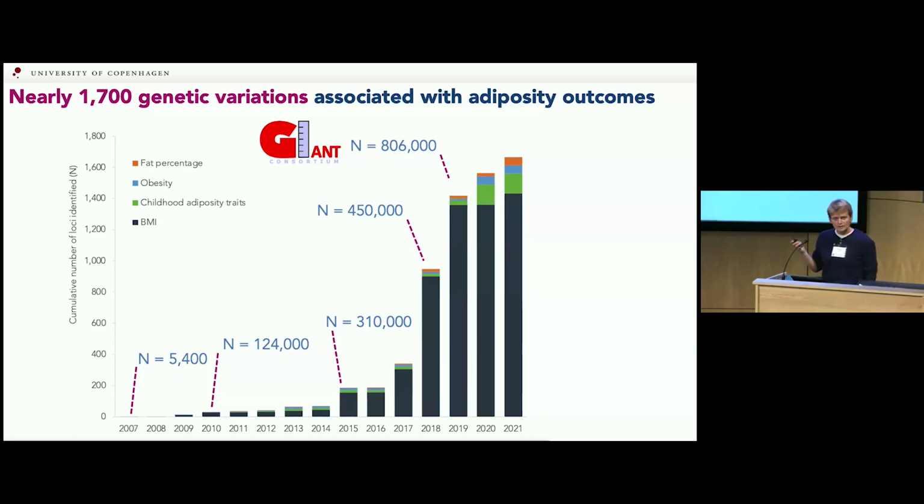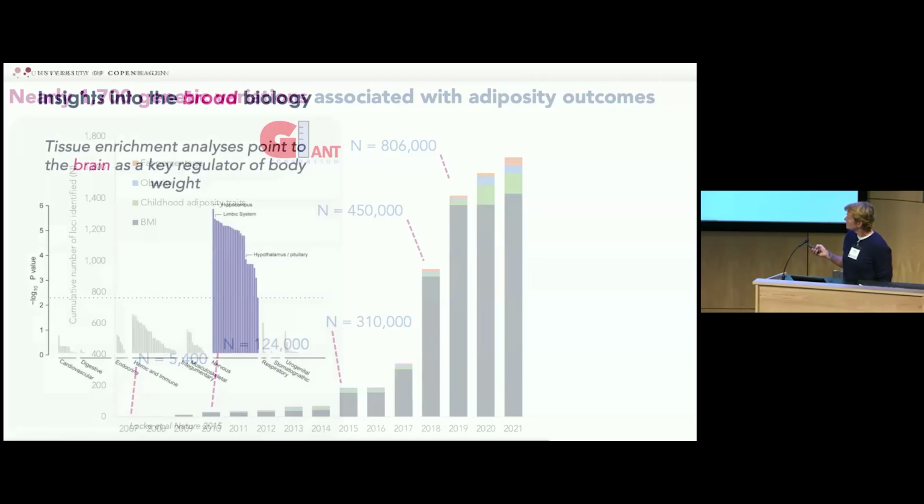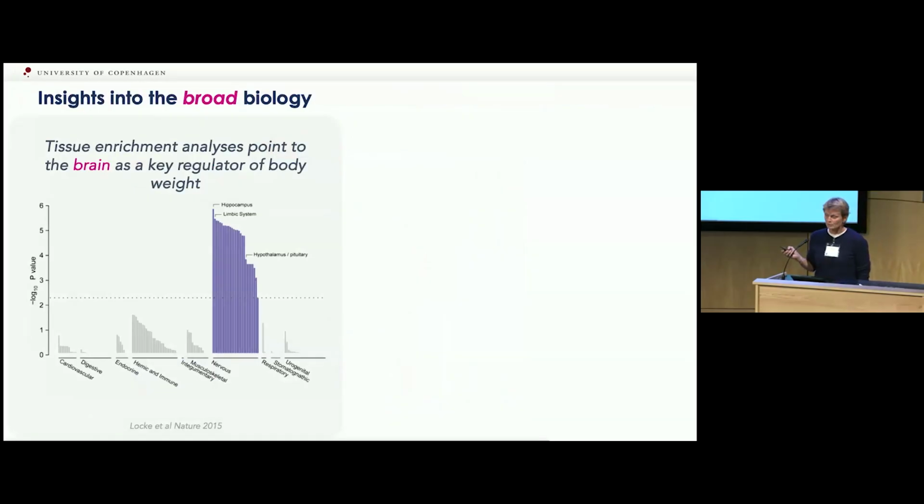What we've learned in the context of the biology is that the brain is a central organ, probably affecting our hunger, satiety, and reward systems in the brain. The hippocampus and limbic systems are driving this whole process. You see here a nice figure from 2015, but it is still the case. Not much has changed since then.